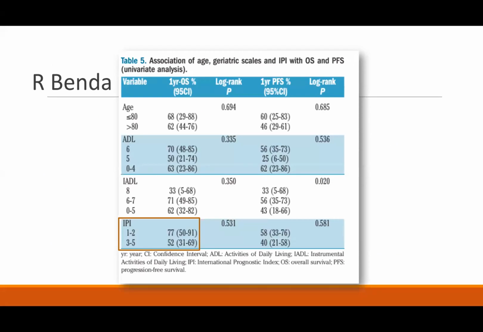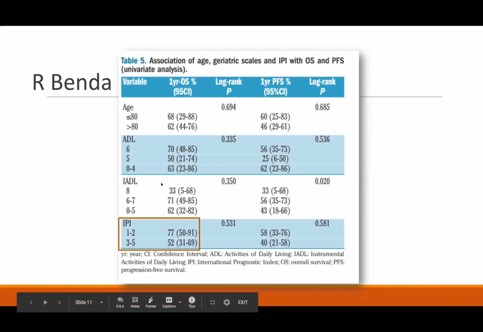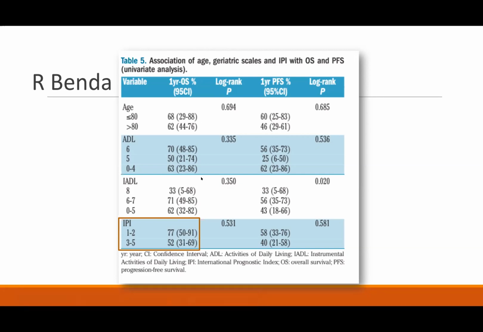Again, in this R-Benda, the same thing. There is a trend towards better survival in lower IPI category risk. This particular trial also looked at the actual comorbidity, not just the comorbidities, but actual functional status of the patient, and age was just a number. So that is also an important thing that we must incorporate in this circumstance.